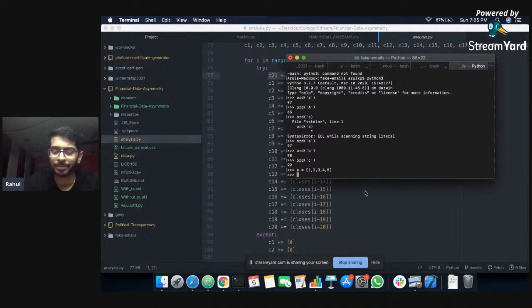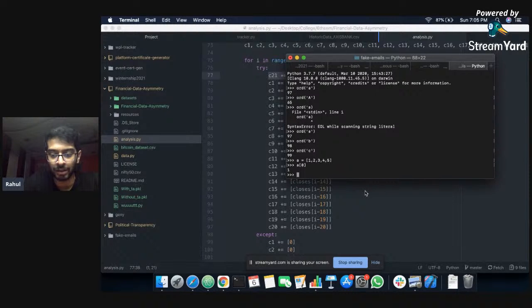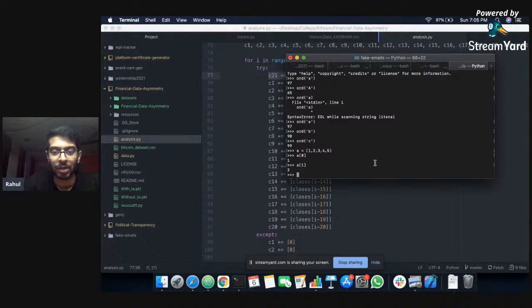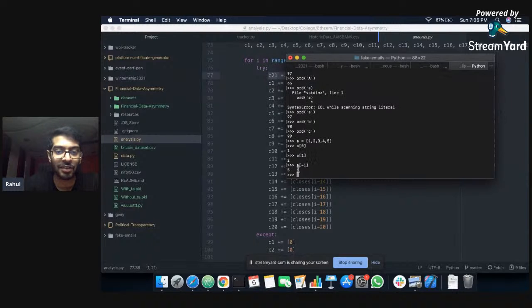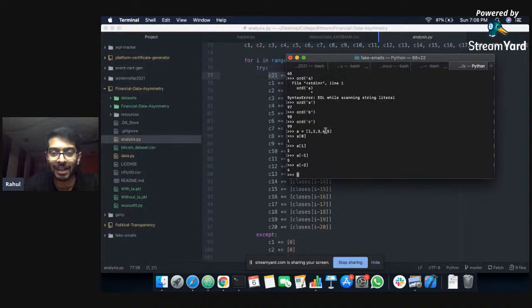Okay. So just to give you a brief context, when I say a of 0, I get 1. When I say a of 1, I get 2. So it's just that, the 0, 1, 2, 3, 4, and all of those things are going to be indices for your particular list. But now, when I try to check whether I have something, so when I say a of minus 1, it gives me the last element. Okay. Then when I say a of minus 2, it gives me the second last element.